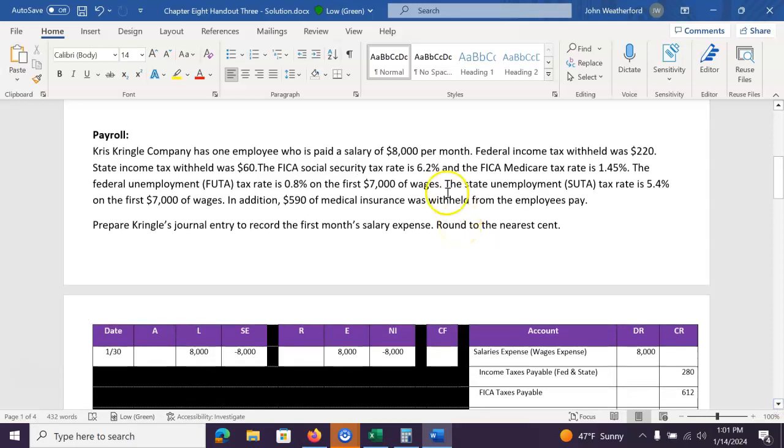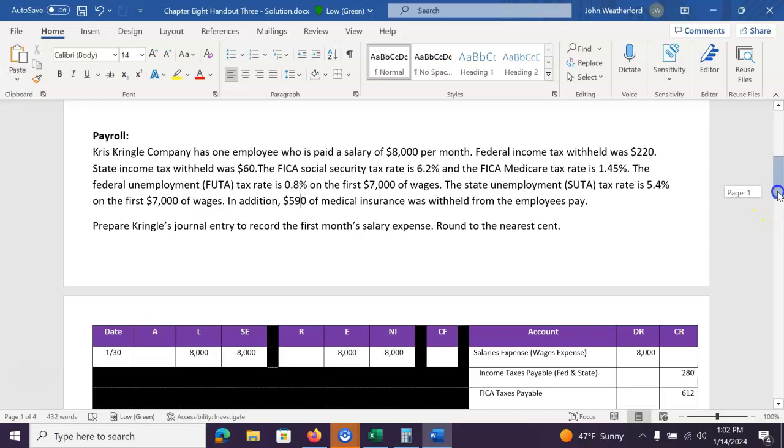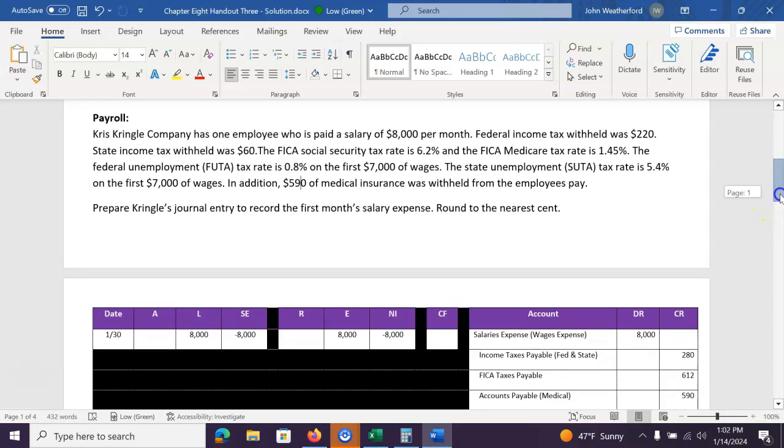Then we're going to credit, what else? An accounts payable to, let's say, Blue Cross Blue Shield or the medical insurance company for $590. Blue Cross Blue Shield is the one I seem to be most familiar with. But that's an accounts payable to whoever this company's health insurance provider is for $590.